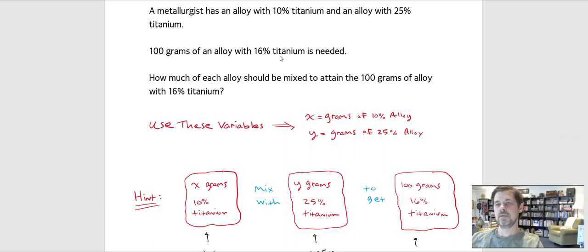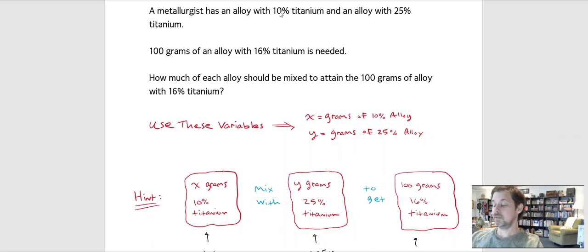Hello everybody. So here's a follow-up video to this original problem which I posted maybe about a week ago. This problem is about somebody who wants to mix these different alloys of titanium. We have one alloy that's 10% titanium, the other is 25% titanium.